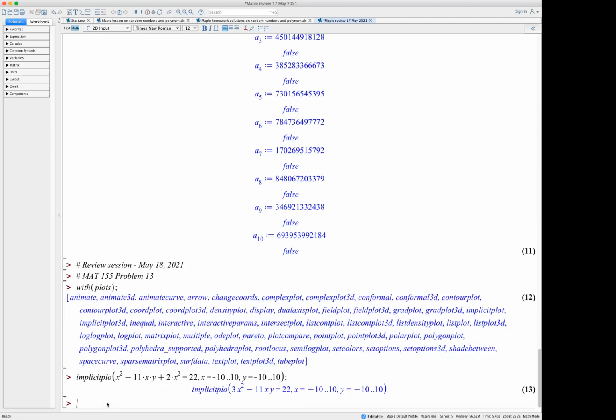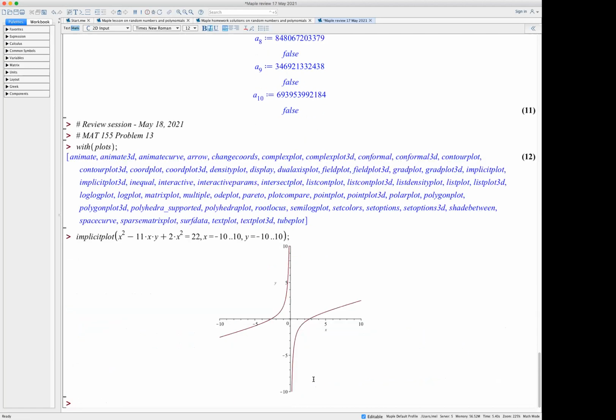So that's the syntax. And I have to spell plot correctly. Oops, that looks like it's right. Ah, so there it is. It's the hyperbola. Any question about that? Or anyone else have a question about that? Yes. So unless I put with(plots), if I don't put that command in, I won't be able to use implicitplot, right? Correct.